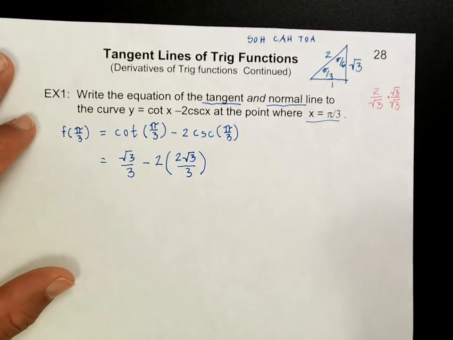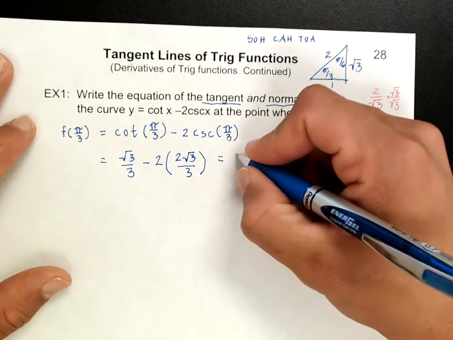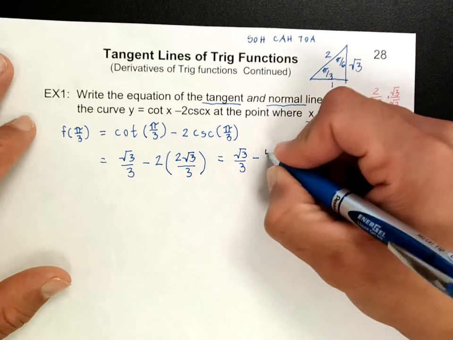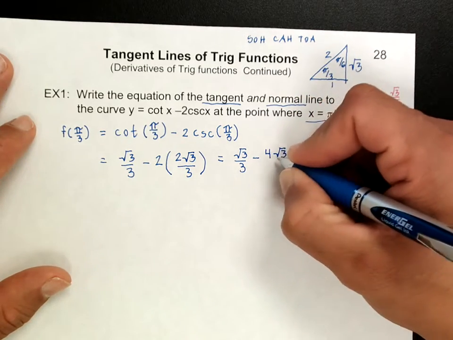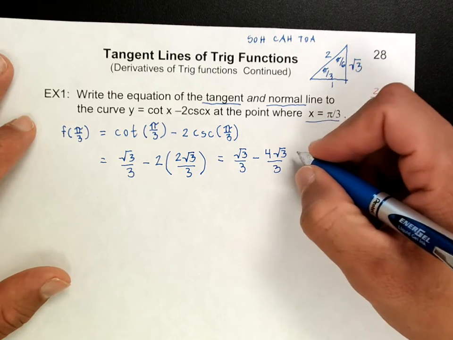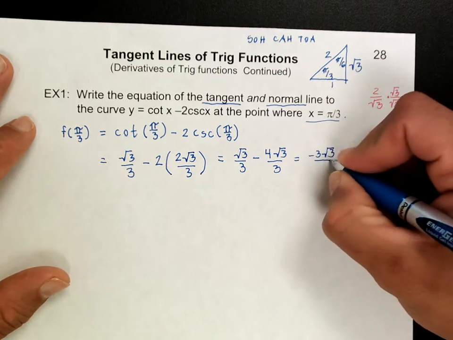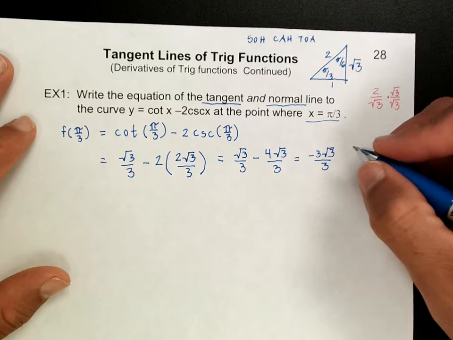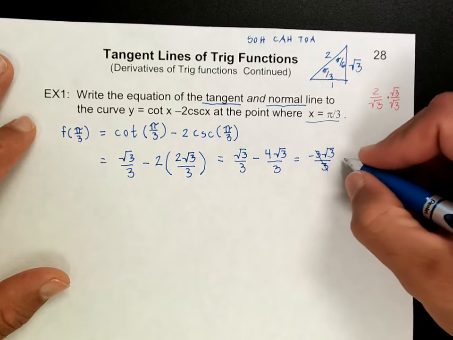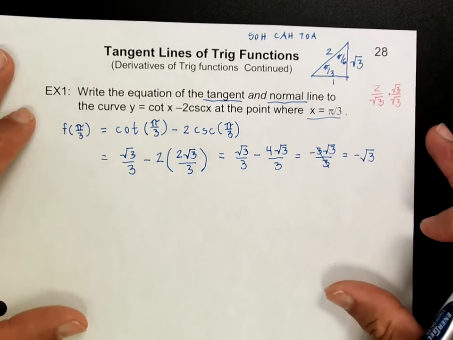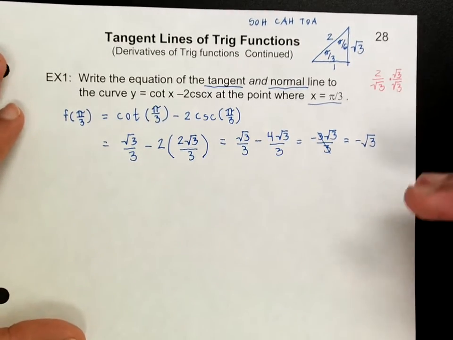Now this is going to be square root of 3 over 3. This is going to be minus 4 square root of 3 over 3. So that's going to give me negative 3 square root of 3 over 3, which is just negative square root of 3. So this right here is the y coordinate. I just now found my y coordinate.